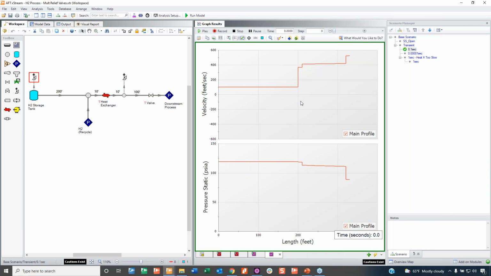So what we're looking at, these are profile graphs. Profile, meaning these are changing with length. So this is my main profile, what I'm calling it, from the storage tank all the way through to my downstream process.